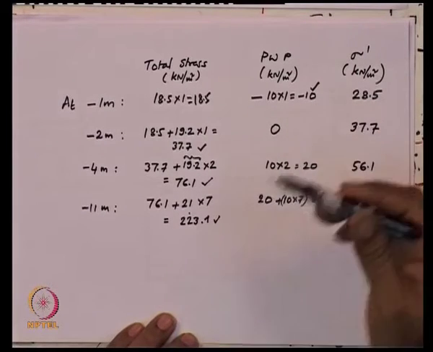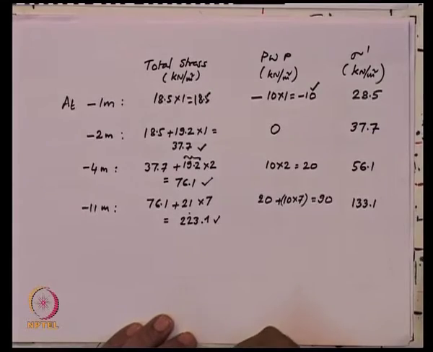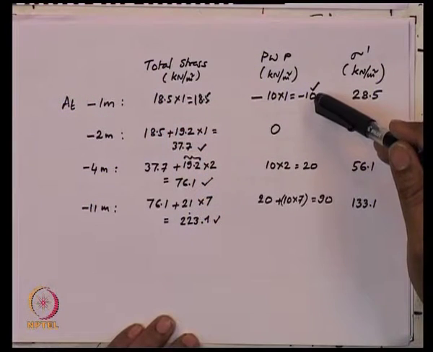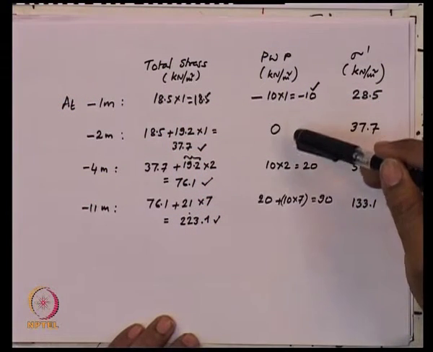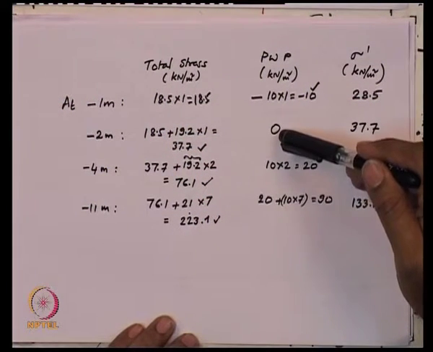In principle, if there is no capillarity effect, and the water table is not there, then there is no pore water pressure. But by virtue of the capillarity effect, the -10 kilopascals pore water pressure is exhibited at this level. When it comes to -2 meters, that is the level where the groundwater table is, here the pressure is 0.